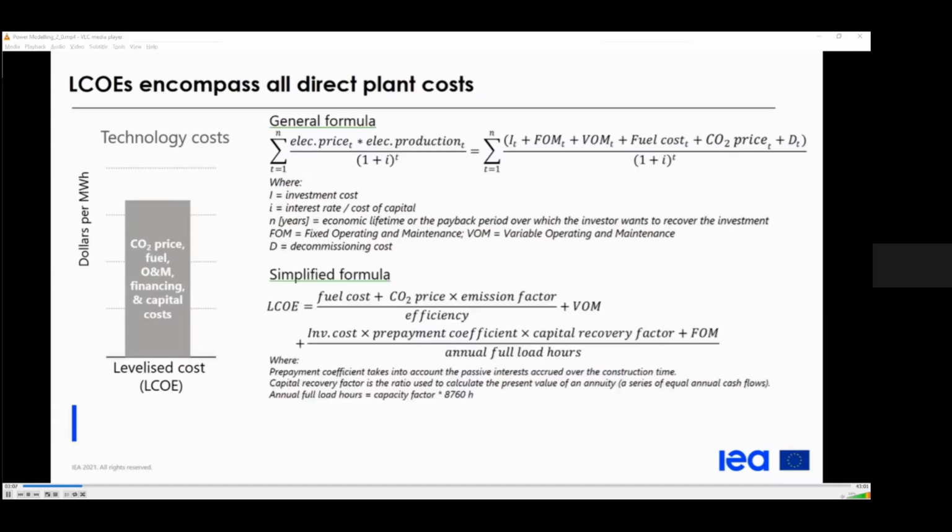We have a more simplified form as well. The idea now is not to look in detail at this formula, but I would like to highlight one point: we have two main components, the variable cost that we also use in the merit order, and the fixed annualized cost. These two components change according to the type of plant, and the proportion, the relative importance, is different depending on the technology.